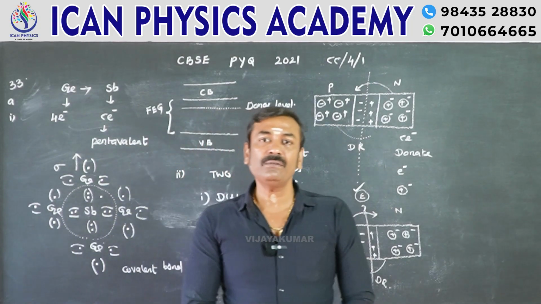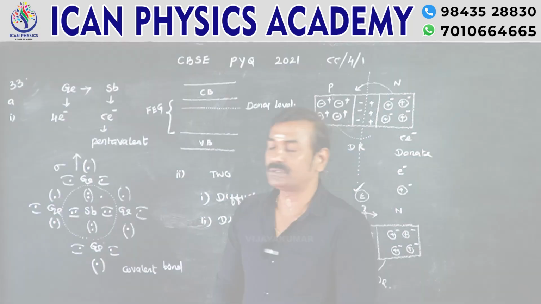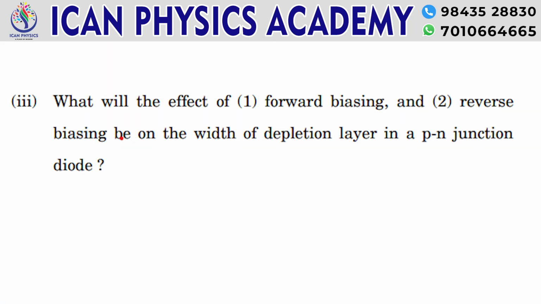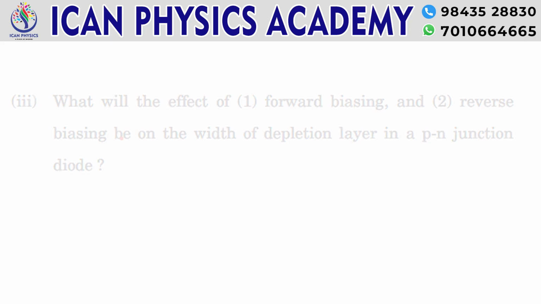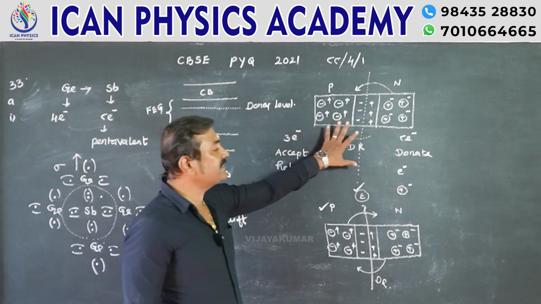Do you get it now? Do you have any doubts? No doubts. Okay, question number 33, the third question. What will be the effect of forward biasing and reverse biasing on the width of the depletion layer in a PN junction diode? Once again we can consider the same diagram.